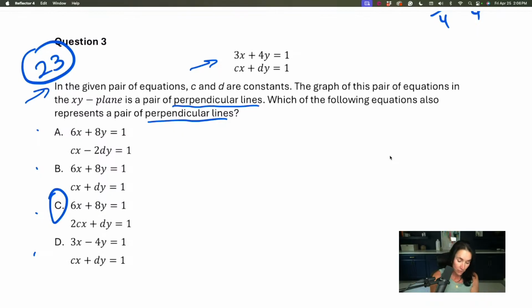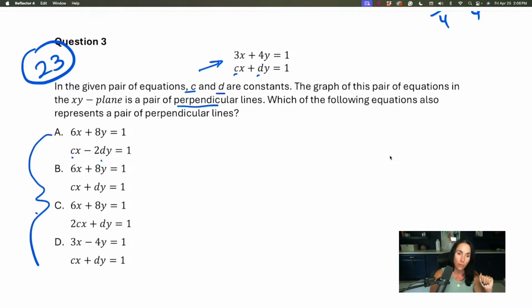All right, so let me show you how to do number 23. Let's pretend we went ahead, we saw that number 24 is much easier, and we went ahead and did that. Now we're back to this one, number 23. I have 2 lines here in standard form. It says that C and D are constants, which means whatever C turns out to be in here and whatever D turns out to be here, they will also be that here. And then it says the graph of this pair of equations is perpendicular. Which of the following of these equations are also perpendicular?